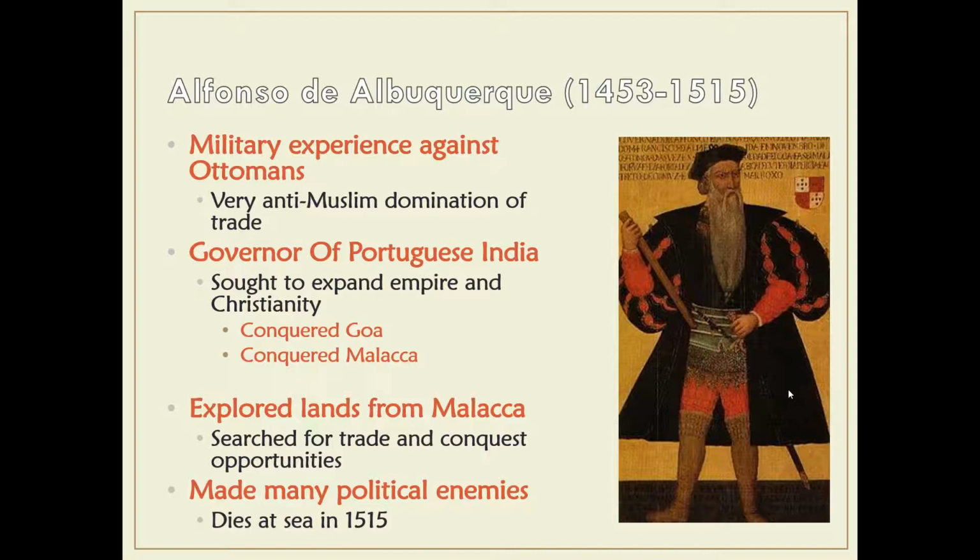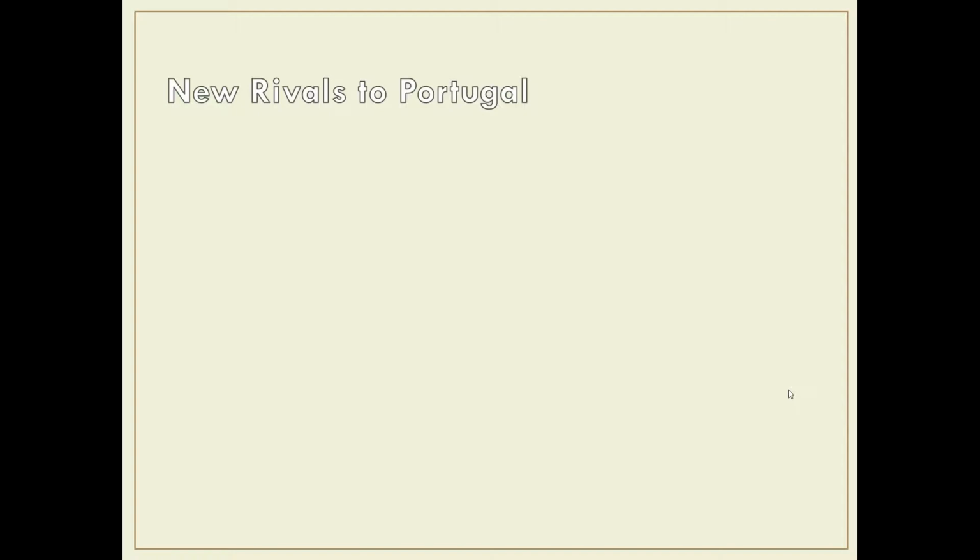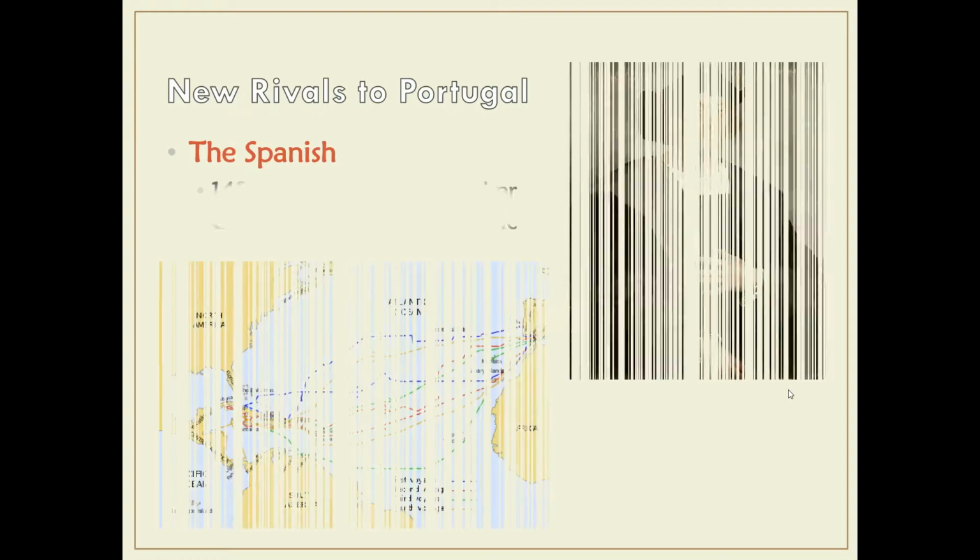And after he dies, there's no one really left to take up his control. His family basically has their lands in Southeast Asia and in India taken away. And so there's no one that can step into his forces. And pretty soon, Portuguese power begins to fade in Southeast Asia, and you have new rivals to Portugal coming up. The first of those being the Spanish.